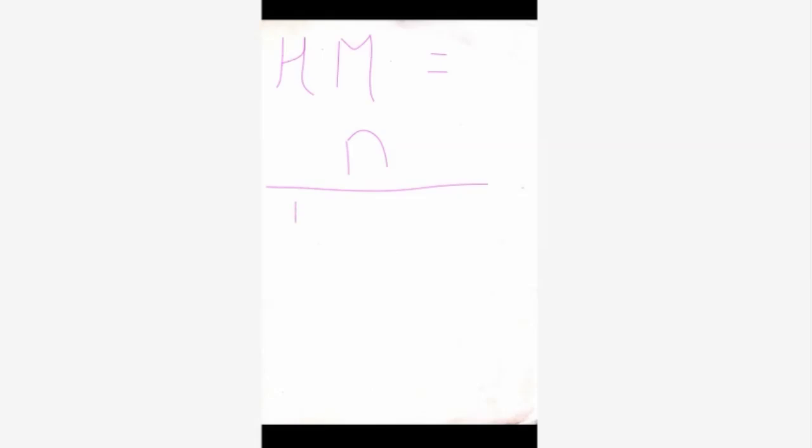n upon 1 by x1 plus 1 by x2 plus dot dot 1 by xn, where small n it represents the number of observations.